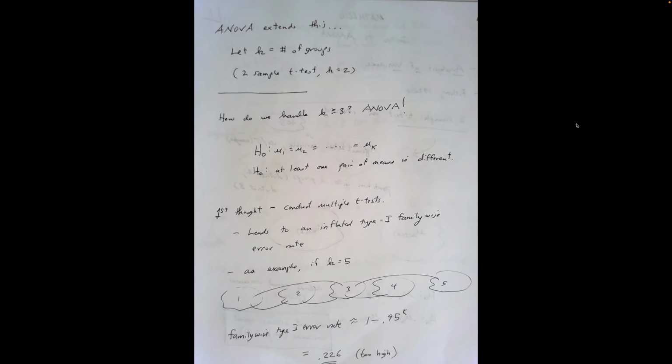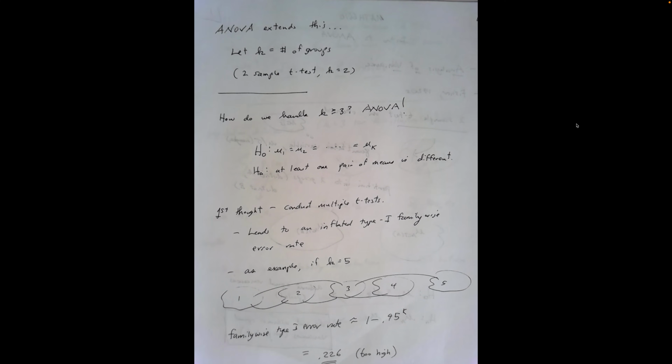So ANOVA extends this into what we call K groups. We'll let K be the number of groups. For a two-sample t-test, K would obviously be equal to 2. So how do we handle K equal to 3, 4, 5, any number of groups 3 or larger? Well, we use ANOVA techniques. The null hypothesis is that all of the group means are equal, versus the alternative hypothesis that at least one pair of means is different.